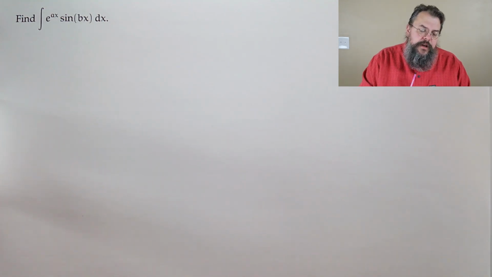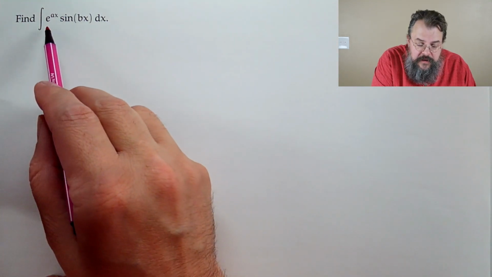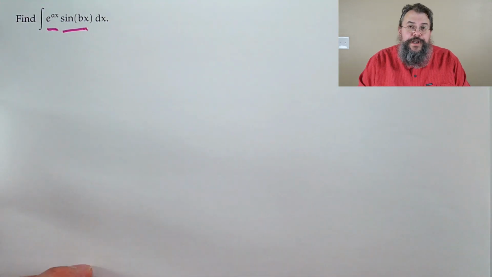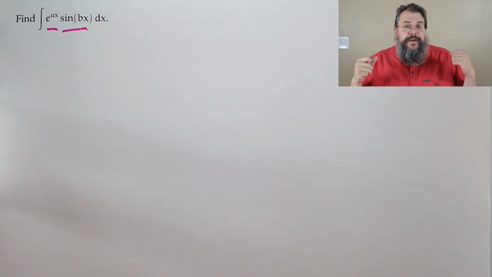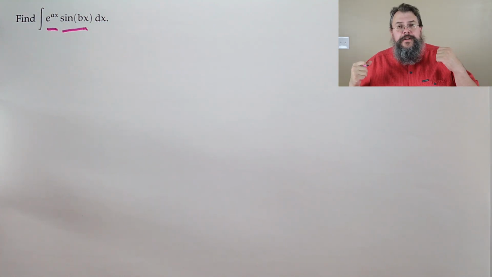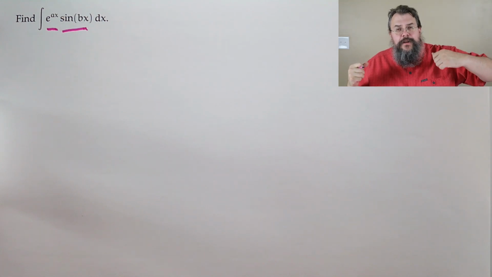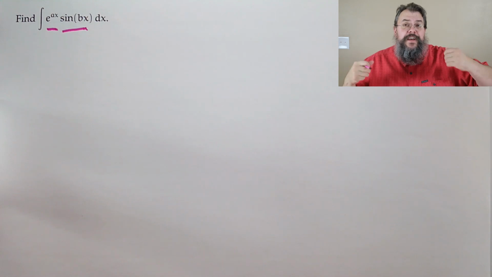So if we think of these as our two pieces, all right, which part should be our u, which part should be our dv? And we say, okay, well, look, e, it doesn't really matter whether we integrate or differentiate, we're still going to get something that looks like e.